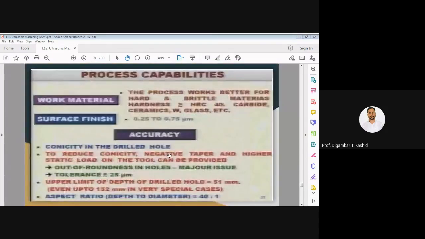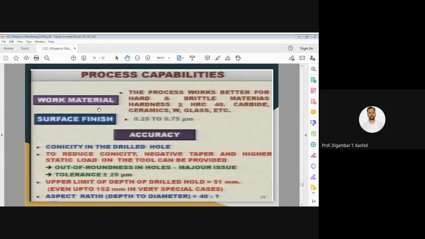Now let us discuss another point, that is the process capability. After studying the effect of different process parameters on the performance of this ultrasonic machining process, let us see the capability of this particular process. So if you see here, the first point.